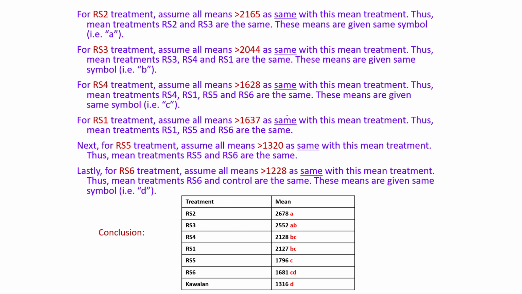So what is the conclusion? These are the conclusions. For RS2 treatment, assume all means are larger than 2165, same as the B treatment. Thus, the mean treatments RS2 and RS3, they are the same. A and A, RS2 and RS3, they are the same. And B, B, B, RS3, 4, and 1 are the same. So RS4, 1, and 5 and 6 are the same, and RS6 and control are the same. So that's how you can make your conclusion.